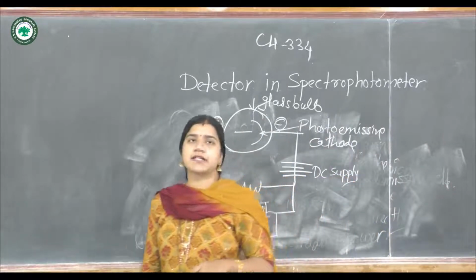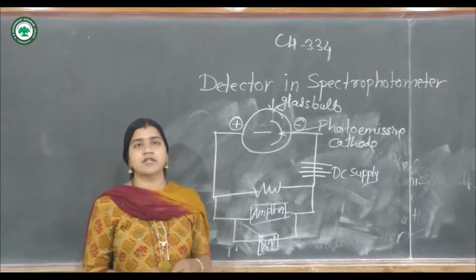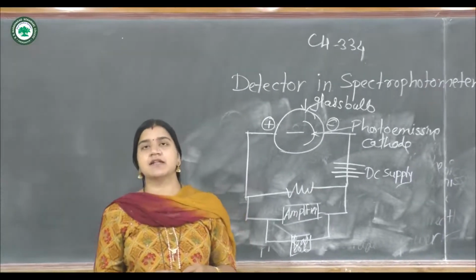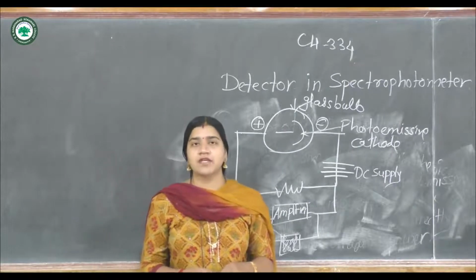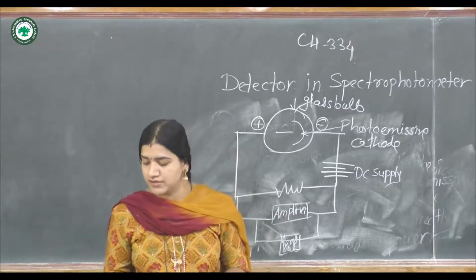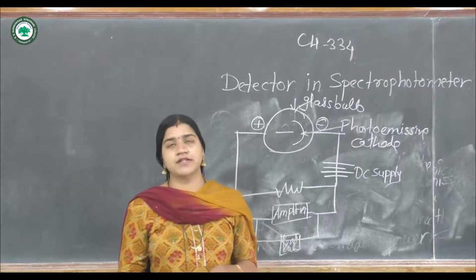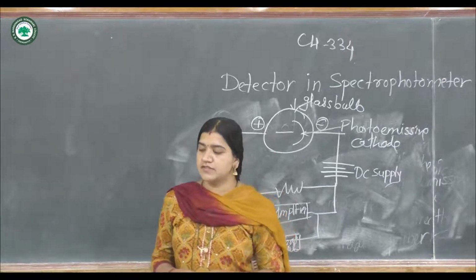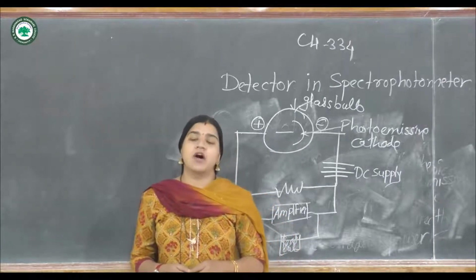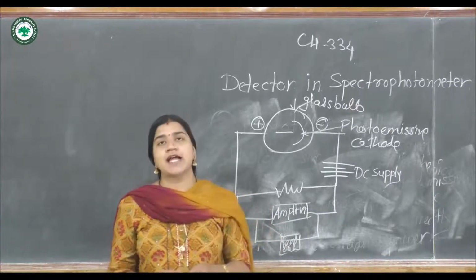So this is the diagrammatic representation for the phototubes. It consists of an evacuated glass bulb. Inside the glass bulb there is a photoemissive cathode, which is a half cylindrical shaped vessel. The inner surface of the cathode is usually coated with a light sensitive material such as oxide of cesium or potassium or silver, and a metal ring which acts as an anode.